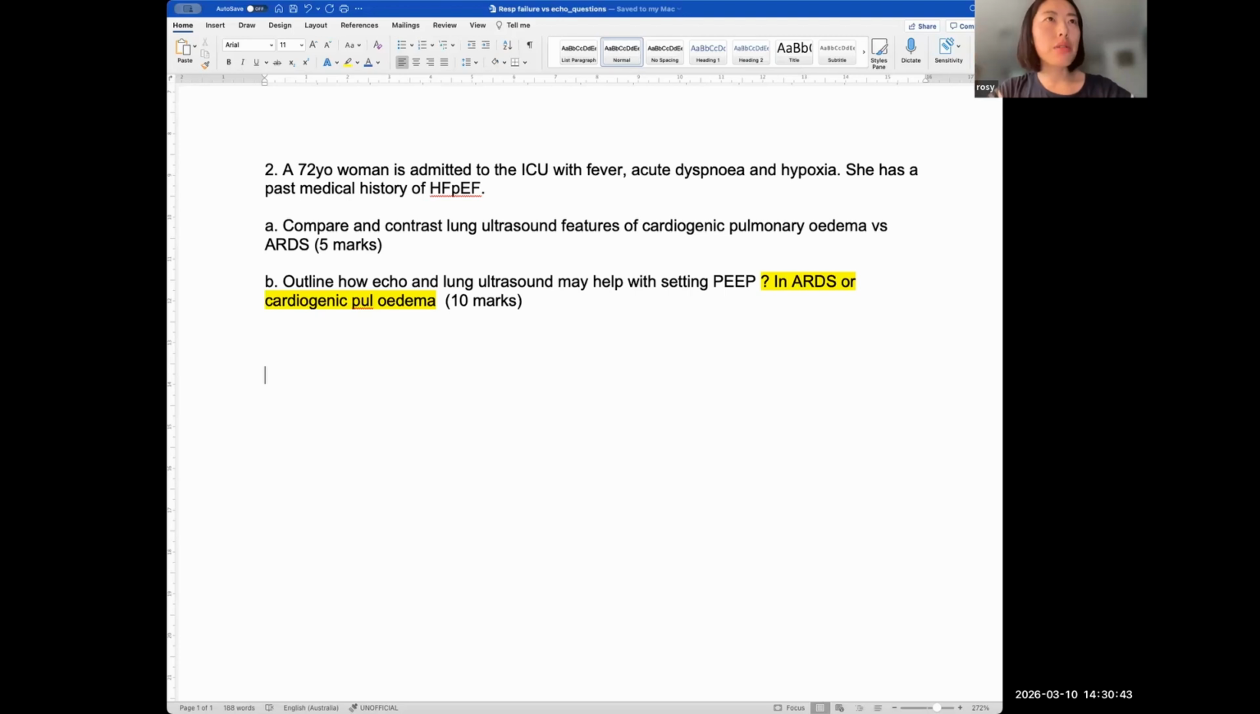So it basically was 0 if it's A line predominant, a score of 1 is B lines less than 50% of the screen, a score of 2 if it's greater than 50% of the screen, and then 3 if there's consolidation, air bronchograms. So just the level of severity of consolidation and atelectasis. Yeah, it was the one thing I'd written down about using lung ultrasound for PEEP titration: the idea that if you don't have enough aeration, you're going to see atelectasis.